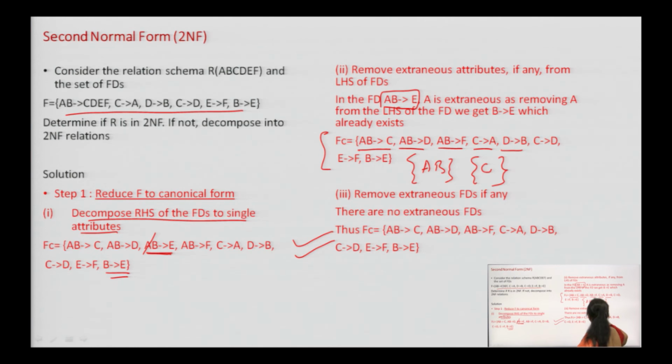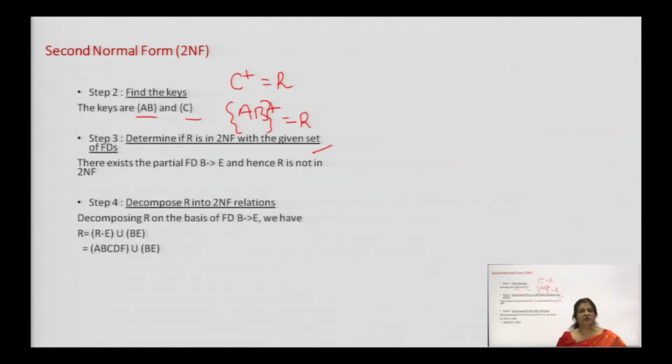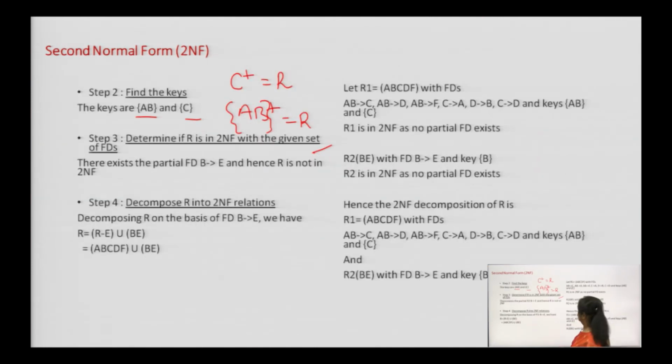No partial functional dependency. Again E to F, no partial functional dependency, but in B to E the partial functional dependency exists. Why? Because B is a part of the key and the non-prime attribute E is dependent upon a part of the key. So, there is a partial functional dependency B to E.